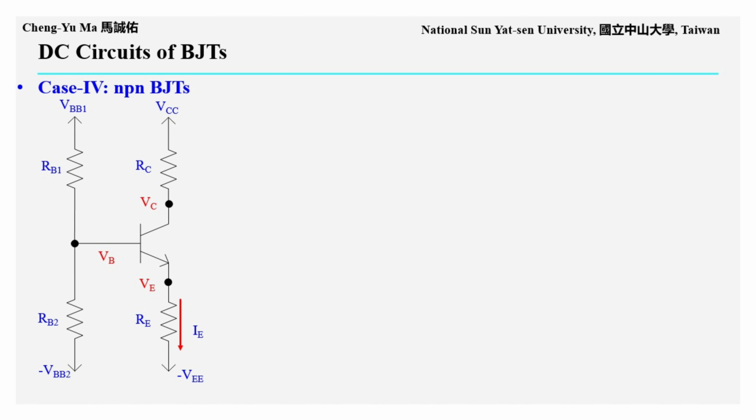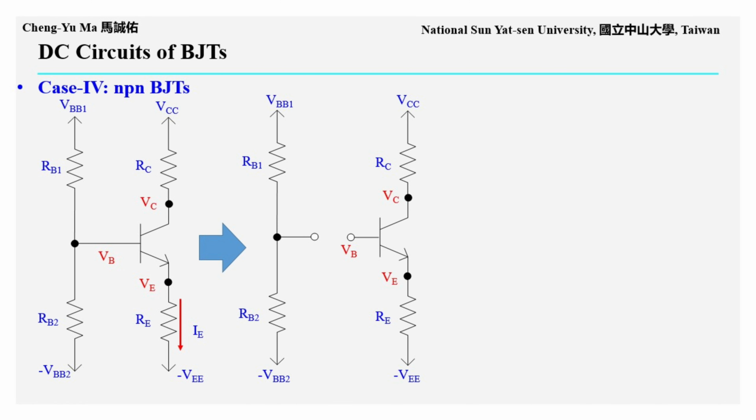All three BJT terminals are connected through resistors, and the base voltage is determined by two bias sources, VBB1 and negative VBB2, together with two resistors, RB1 and RB2. We can first divide this case 4 circuit into two parts. The two parts are the base bias network that determines the base voltage, VB. This network includes VBB1, negative VBB2, RB1, and RB2. The other part is the BJT circuit outside the base terminal, which has the same form as case 1. In other words, we use VB as the boundary and split the circuit into these two parts.